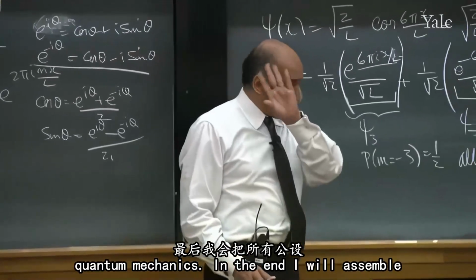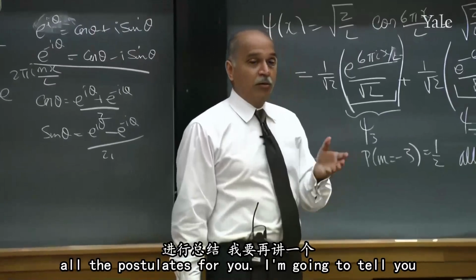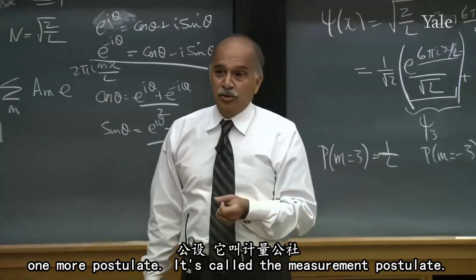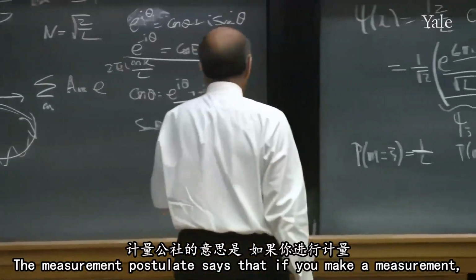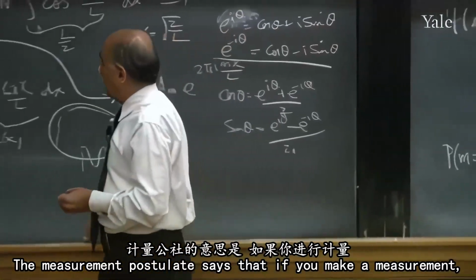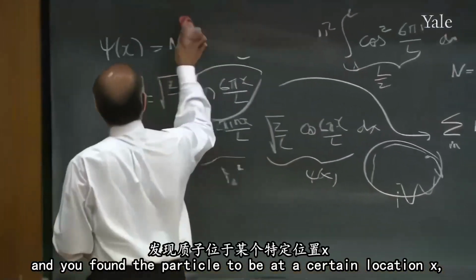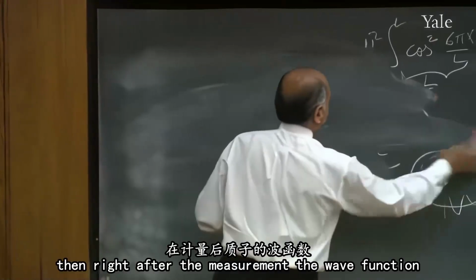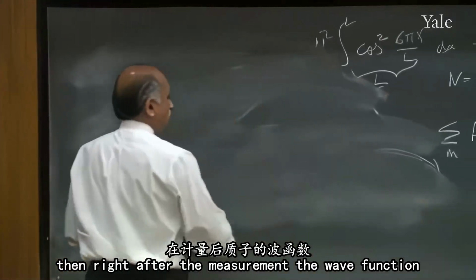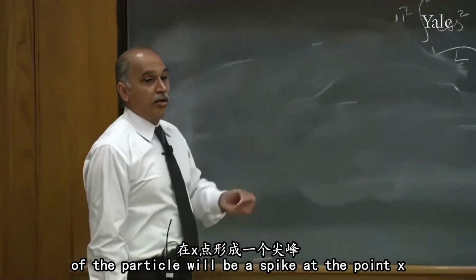In the end, I will assemble all the postulates for you. I'm going to tell you one more postulate. That's called the measurement postulate. The measurement postulate says that if you make a measurement and you found the particle to be at a certain location x, then right after the measurement, the wave function of the particle will be a spike at the point x.